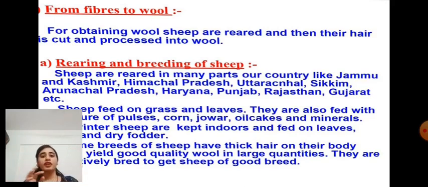The first step is rearing and breeding of sheep. Sheep are reared in many parts of our country like Jammu and Kashmir, Himachal Pradesh, Uttaranchal, Sikkim, Haryana, Punjab, Gujarat. Sheep feed on grass and leaves, and they are also fed pulses, corn, jowar, oil cakes and minerals. In the winter season, sheep are kept indoors and fed on leaves and other things like corn, pulses, jowar.